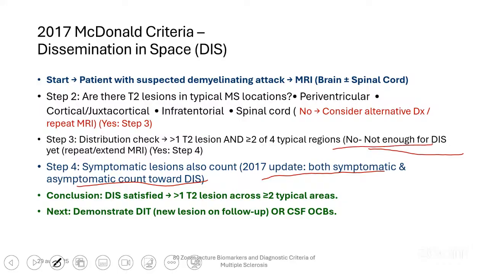So if dissemination in space is satisfied, more than one T2 lesion across more than two typical areas. Just remember this, more than one T2 lesion across more than two typical areas. Then you demonstrate dissemination in time, new lesion and follow-up, or CSF OCBs. So only these two lines you have to remember. More than one T2 lesion across more than two typical areas.